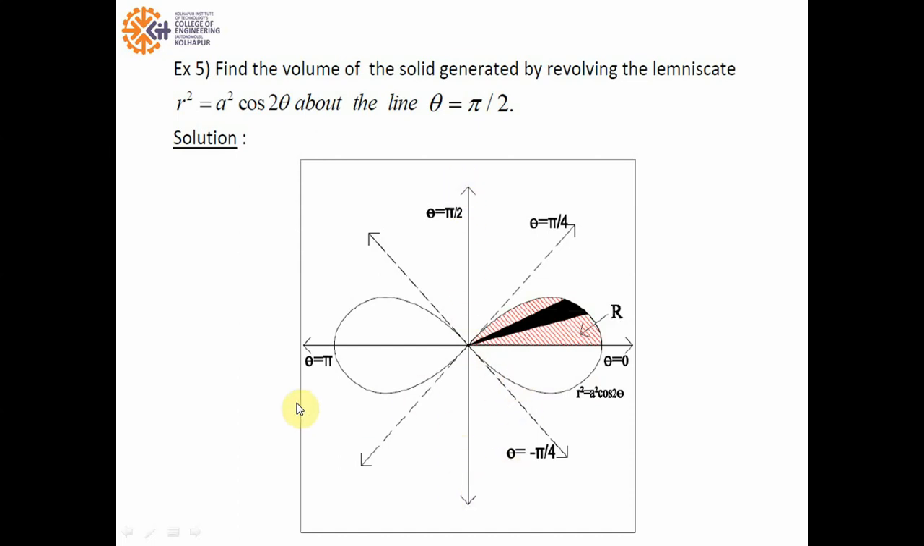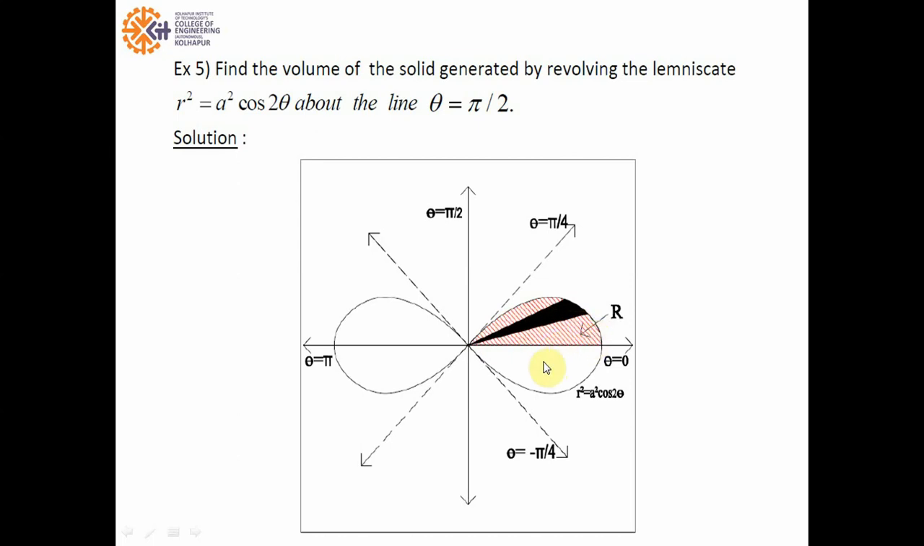To get the limits, we shaded only the upper part of the loop which lies in the first quadrant, and therefore the volume of the solid generated by revolving the lemniscate is equal to 2 times the volume generated by the half loop which lies in the first quadrant.